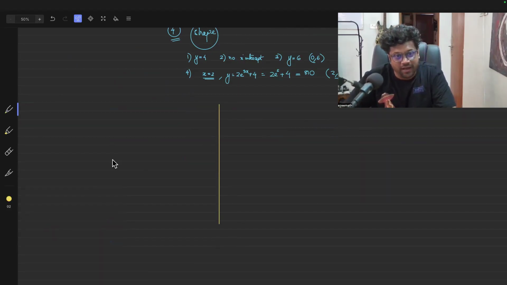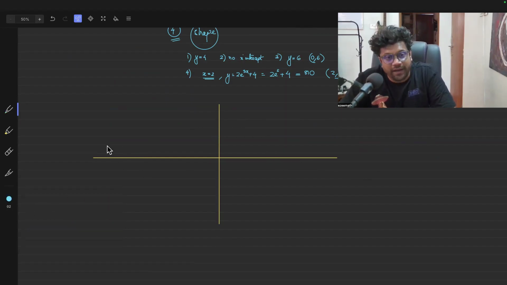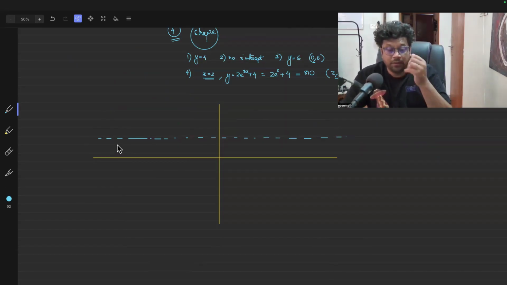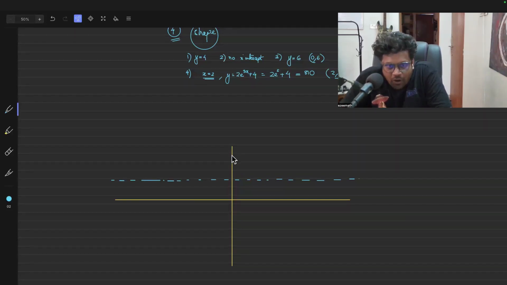There it is, your y-axis, your x-axis. Now let's locate the horizontal asymptote. There it is, y equal to 4. Now I know the curve is not going to cut through the asymptote. So there it is, my asymptote. Now let's bring in your y-intercept. It's (0, 6).